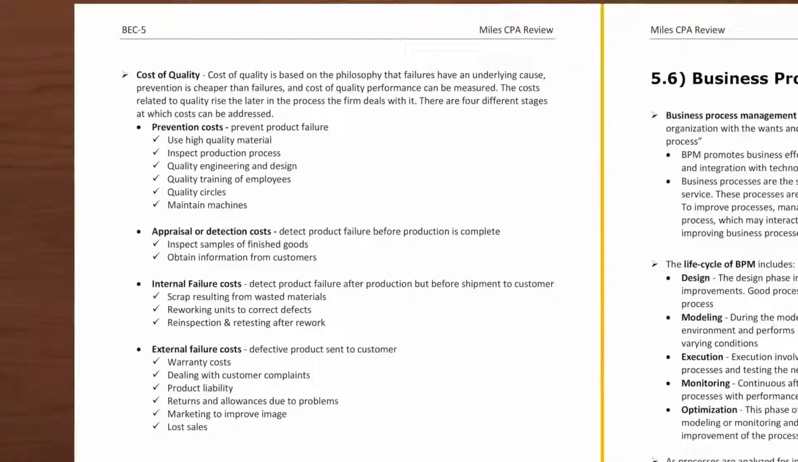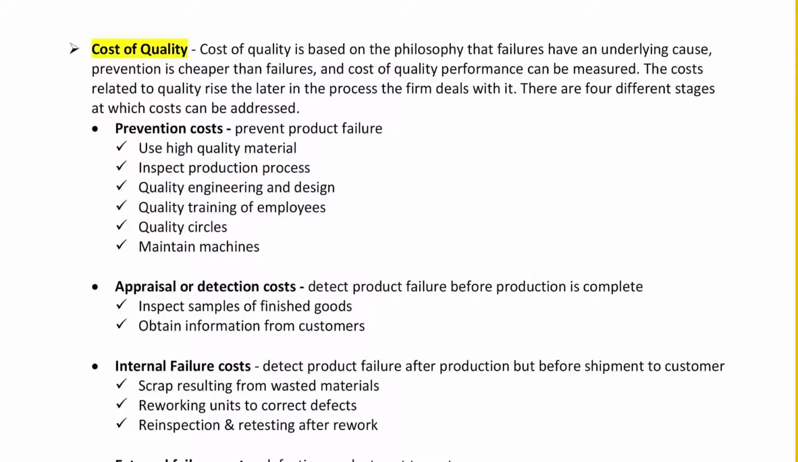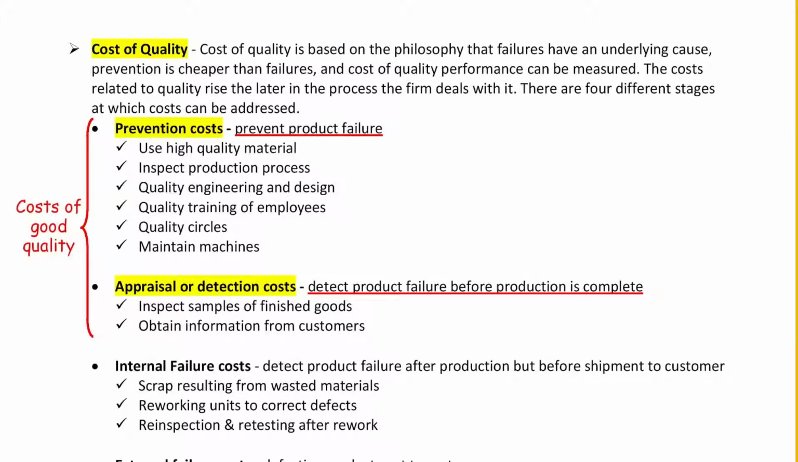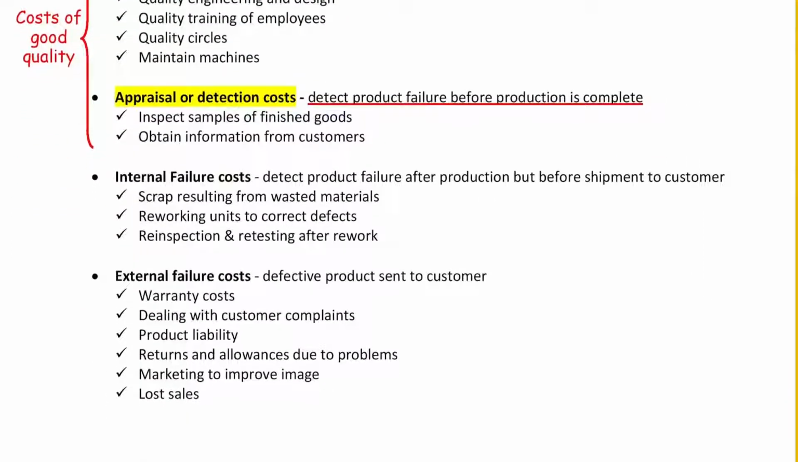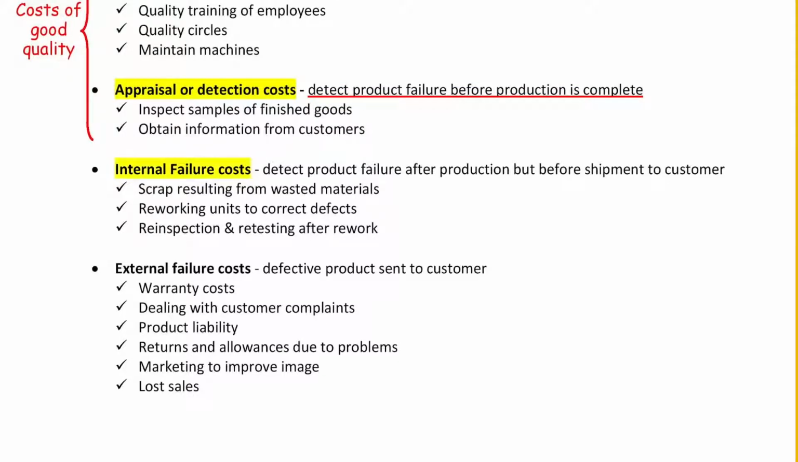On page 22, highlight cost of quality. And here we're looking at highlight prevention costs and underline prevent product failure. Highlight appraisal or detection costs, which underline detect product failure before production is complete. Put a bracket around these, and these are generally looked at as costs of good quality. And then we have highlight internal failure costs and underline detect product failure after production but before shipment to customer. And highlight external failure costs, which is underline defective product sent to customer.